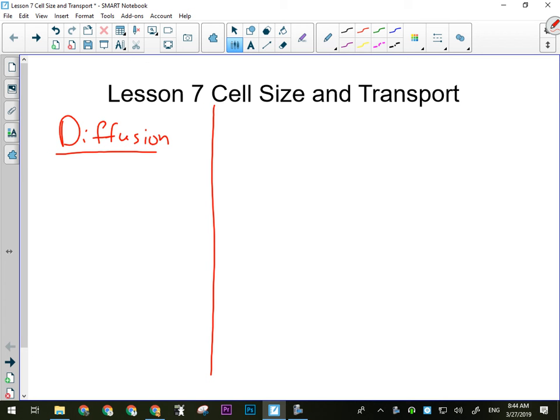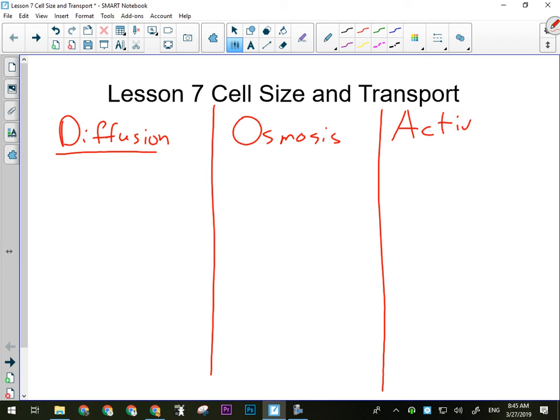What was another one? Liam, what was another one? Starts with O. Osmosis. Okay. And Alyssa, what's the other one? 2 words. Uses energy. Someone else get it? Active transport. Okay. So these are the big 3: diffusion, osmosis, and active transport.